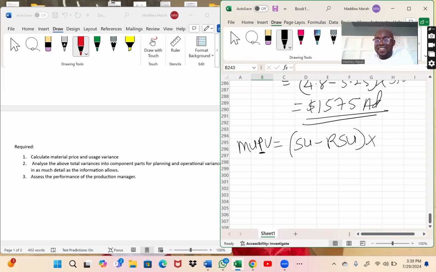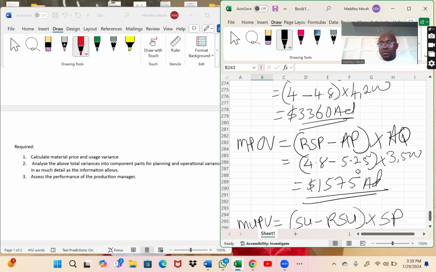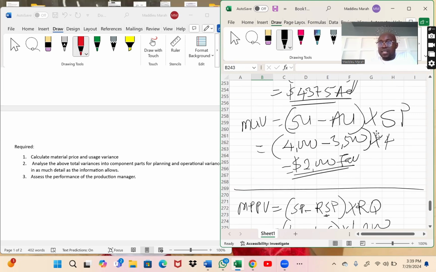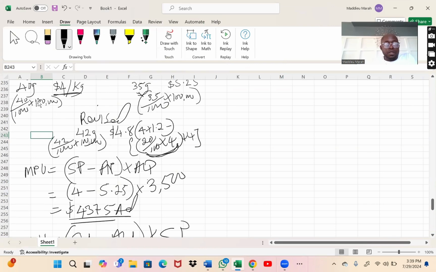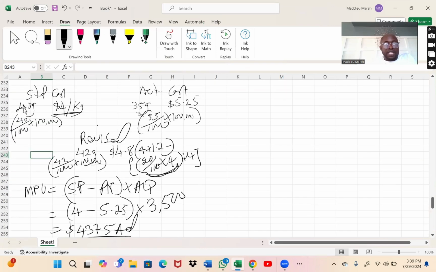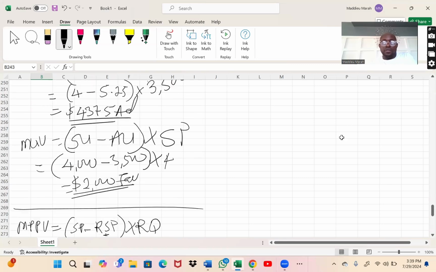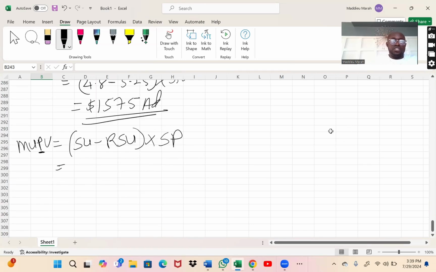Thank you. So standard usage minus revised standard usage multiplied by standard price. What's our standard usage? We go back to the question. Our standard usage is 4,000, and our revised is how much? 4,200. Okay. Our standard usage is 4,000, and our revised is 4,200.